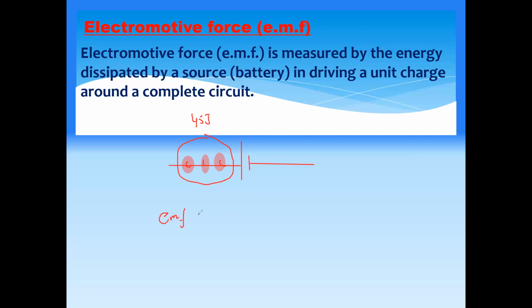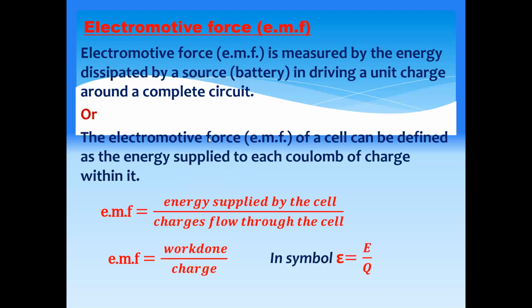So what is the electromotive force? That is the total energy, which is 45, divided by the total number of charges, 3 coulombs. So 45 divided by 3 equals 15 joules per coulomb. And this joules per coulomb is also known as volts, denoted by capital V. So EMF, this is the Greek letter epsilon. Epsilon equals E over Q, where E is the energy or work done, and Q is the charge. And the unit of EMF is joules per coulomb or volts.